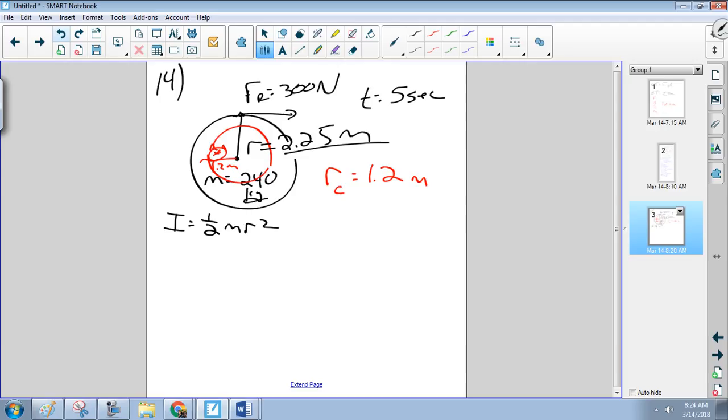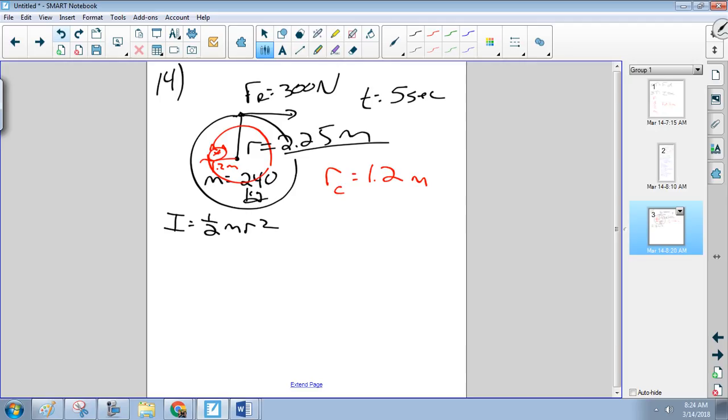All right, so is everybody good with my given information? All right, so I want to find I. Which radius should I use? Should I use the radius for the cat or the radius of the merry-go-round? The merry-go-round, right? Because the merry-go-round is the thing that has rotational inertia, because that's the thing that's rotating.